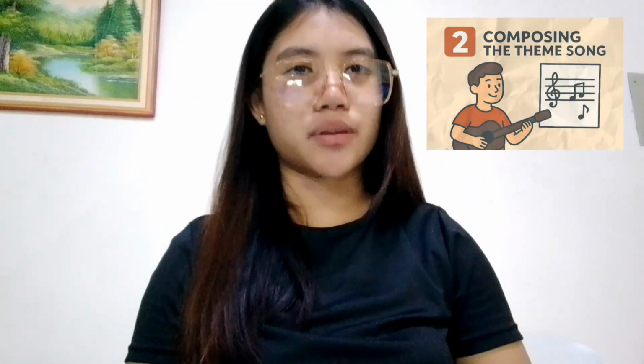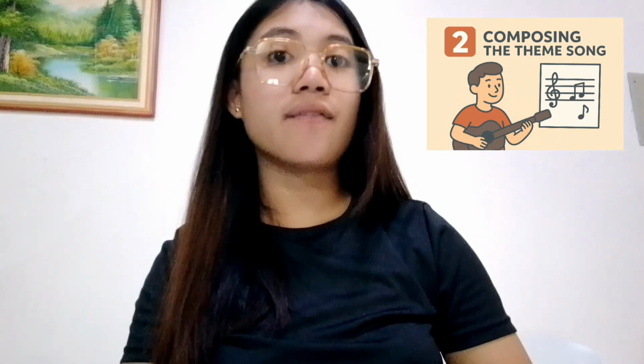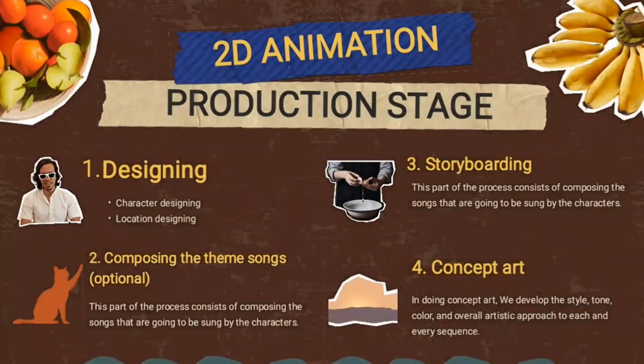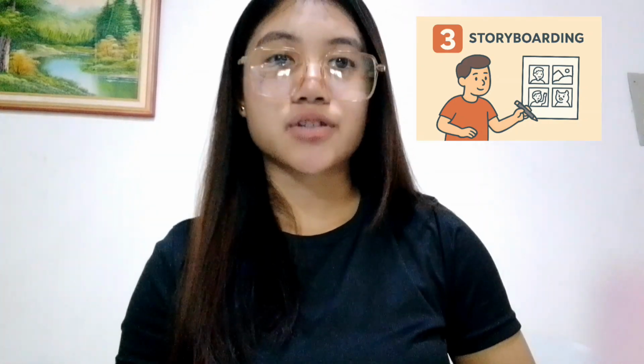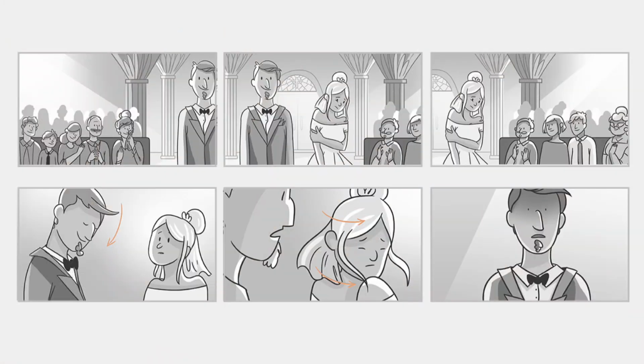And the second stage will be composing the theme song. Here, musicians create the main song or music that sets the mood of the animation. It helps define the story's feeling and style. And the third stage is storyboarding. Storyboards are like a comic version of the whole animation. They show each scene so everyone knows what will happen and how it will work.